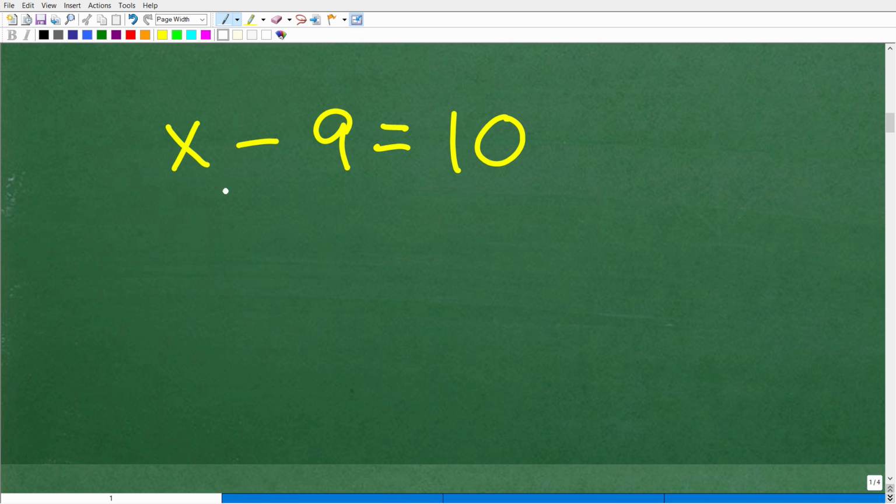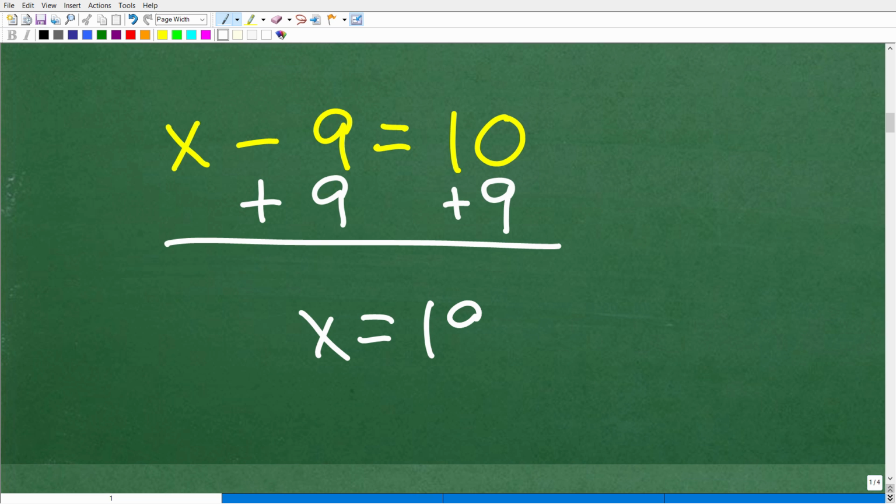So this is minus 9, excuse me. We want x by itself. So how can I get x by itself? Well, we can add 9 to both sides of the equation, and we're going to get x is equal to 19.